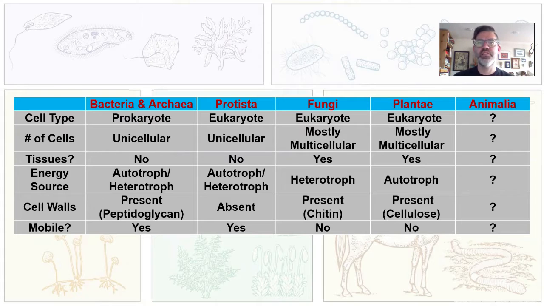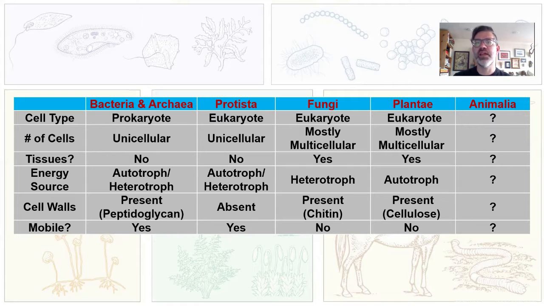To review, bacteria and archaea are special because they have prokaryotic cells with no nucleus or other membrane-bound organelles. Protists are unicellular, like bacteria, but are eukaryotes without cell walls. Fungi and plants are both eukaryotes, are both mostly multicellular, and both have cell walls. Their cell walls are made of different materials: peptidoglycan in bacteria, chitin in fungi, and cellulose in plants.